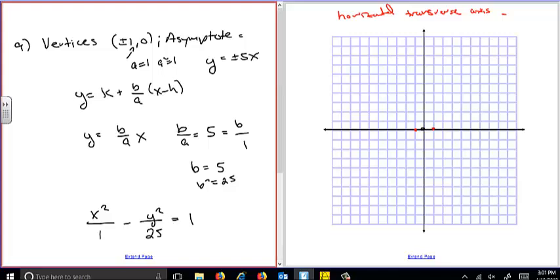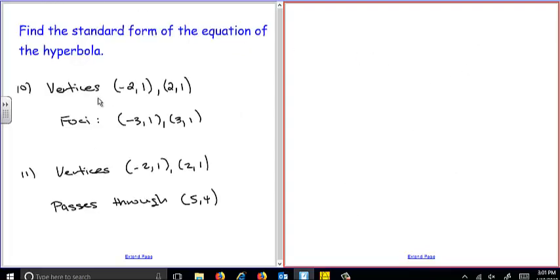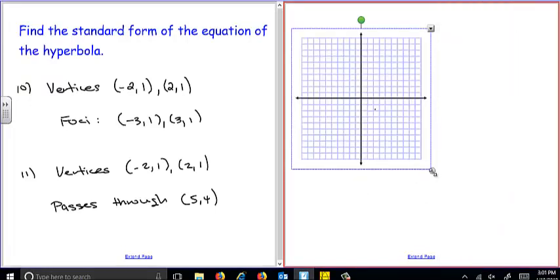Okay, moving on. So the next two are where the center is not the origin, but you can follow the same procedure. You just have to plot the center. In this case, the first one again is the easy one, giving you the vertices and the foci. You can see they're all 1 for the y. So that's going to be a horizontal transverse axis.